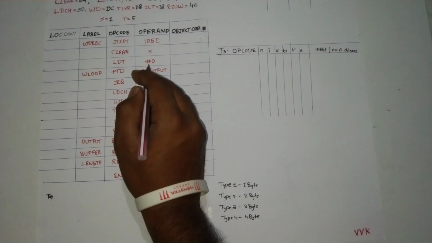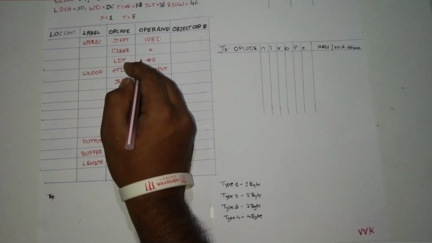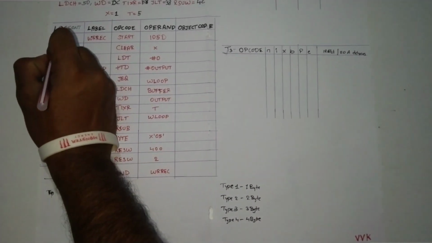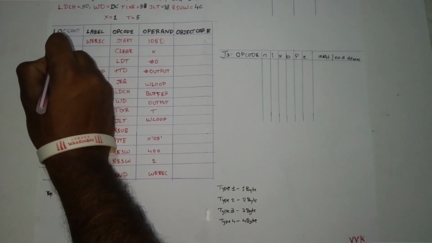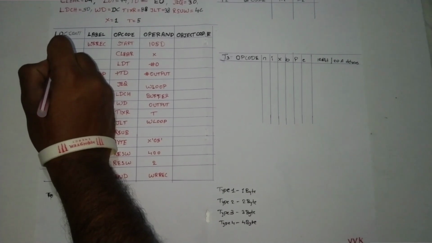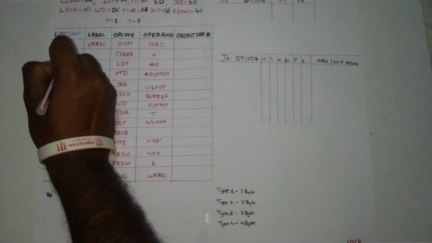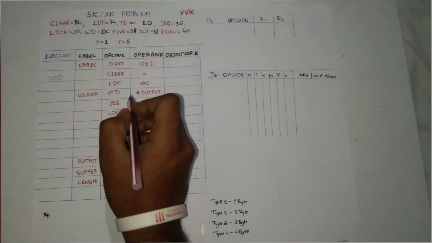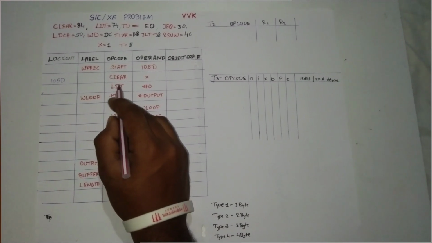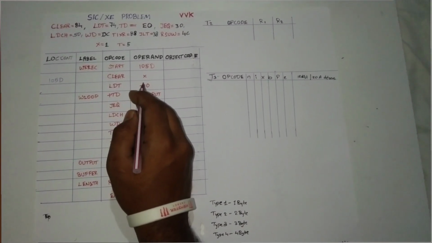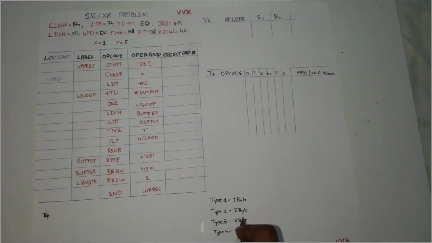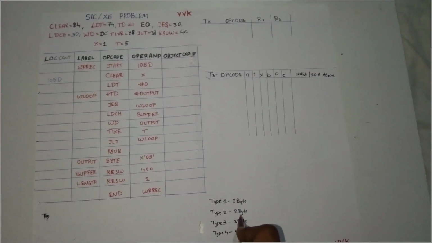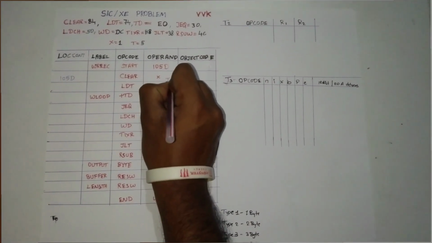Firstly, here the operand has been given, that is 1059, and for the first location counter, let us consider it as 1059 only. Here the instruction is given as CLEAR and the operand is given as X. X is a register, and registers are considered as type 2, so it is of type 2.